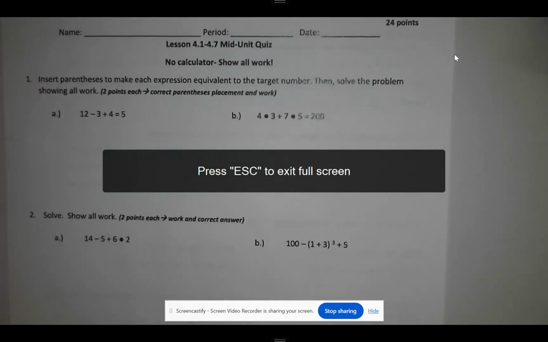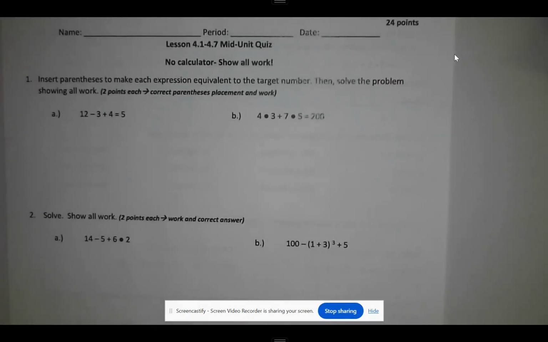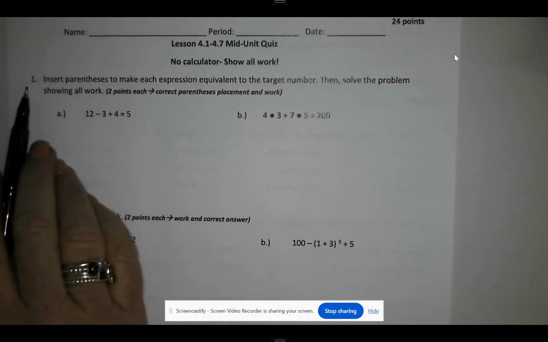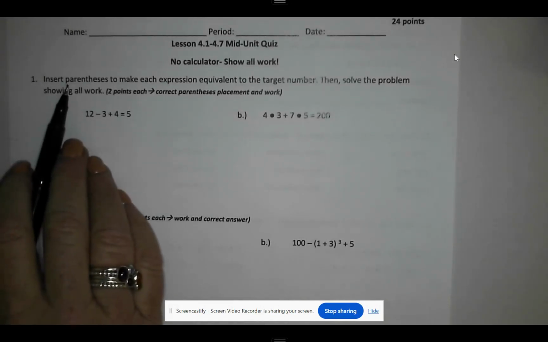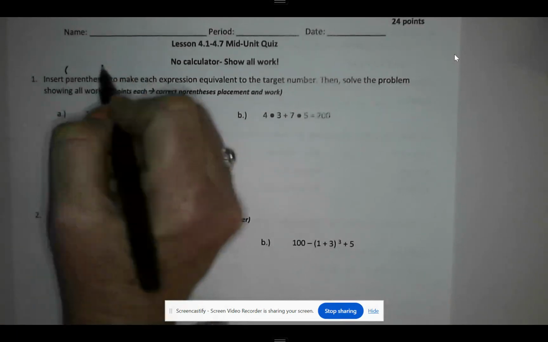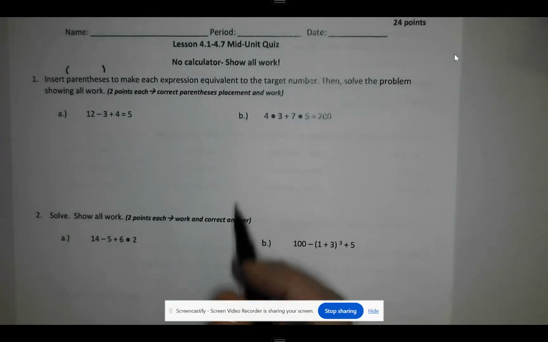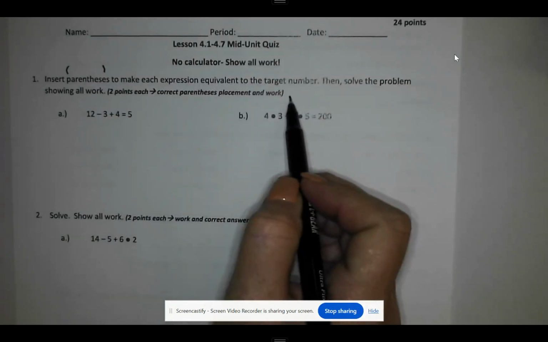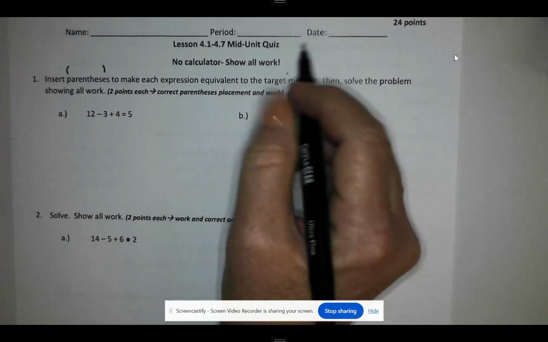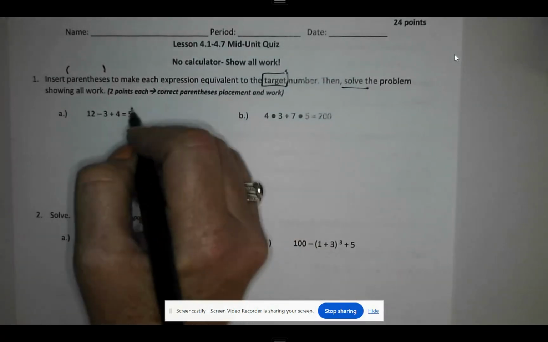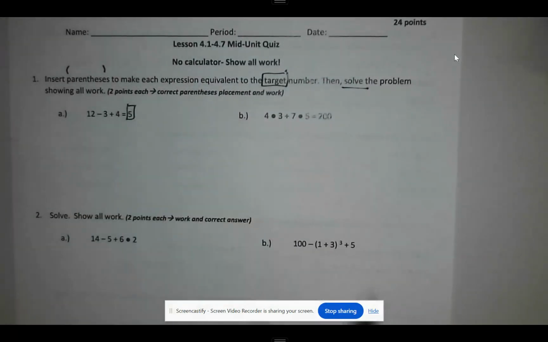This is the lesson 4.1 through 4.7 mid-unit quiz. Number 1 says insert parentheses, that's these, to make each expression equivalent to the target number. Then solve the problem showing all work. Your target number is whatever this expression equals.